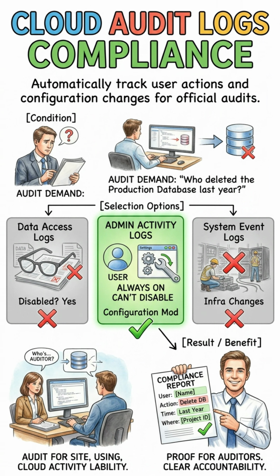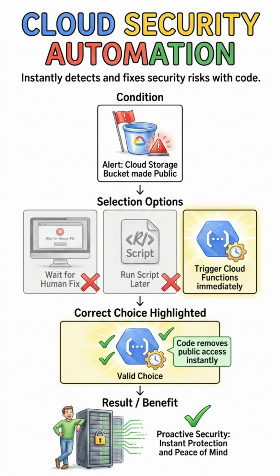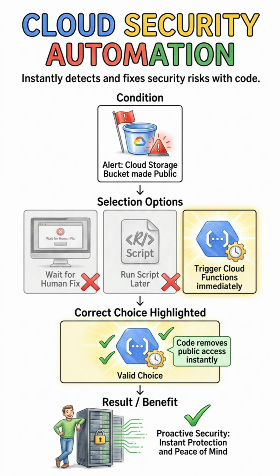Security is a continuous process that requires constant vigilance and clever automation. You should strive to automate security responses, such as using Cloud Functions to instantly remove public access from a storage bucket the moment an alert is triggered. Proactive architecture, where security is baked into automated deployment pipelines rather than bolted on as an afterthought, is the ultimate goal of a successful cloud architect.